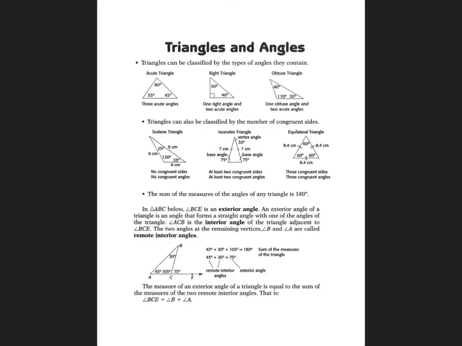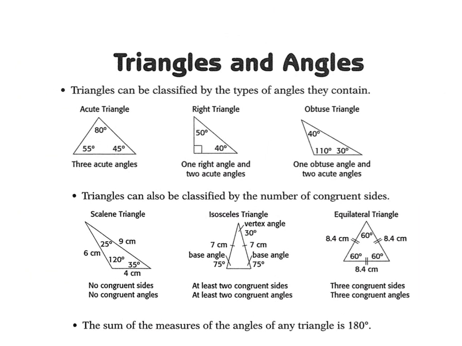For our next part, we are going over triangles and angles. Triangles can be classified by types of angles they contain. An acute triangle has 3 acute angles. A right triangle has 1 right angle and 2 acute angles. And an obtuse triangle has 1 obtuse angle and 2 acute angles.